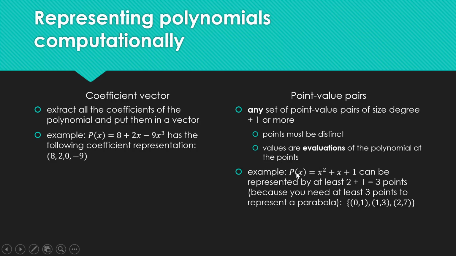For example, p equals x squared plus x plus 1 can be represented by at least degree 2 plus 1 equals 3 points, because you need at least 3 points to represent a parabola. In this case, the points 0, 1, and 2, and then evaluated at 1, 3, 7 respectively. Of course, you can choose any set of points to represent a polynomial. The key idea here is represented in bold in that the elegance of the fast Fourier transform has something to do with the clever choice of point value pairs, as we will see later.